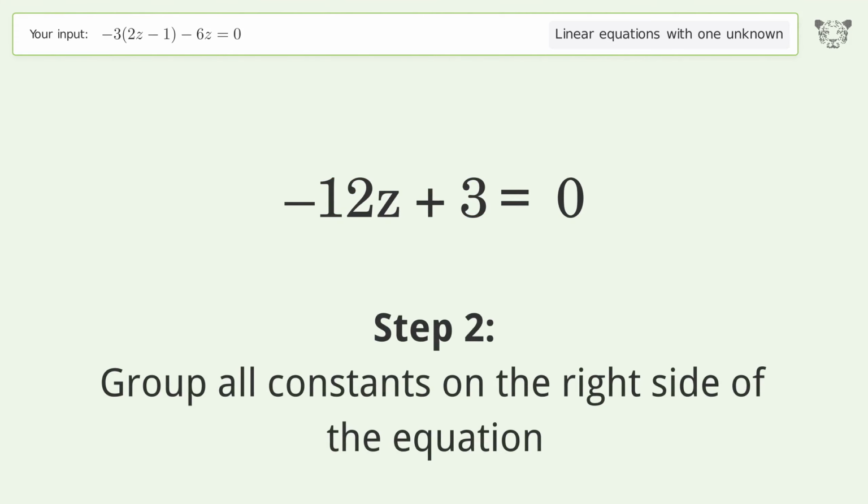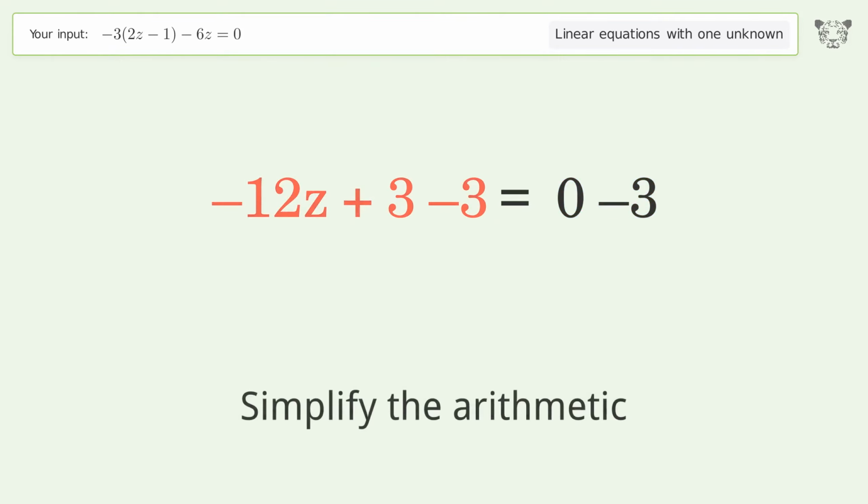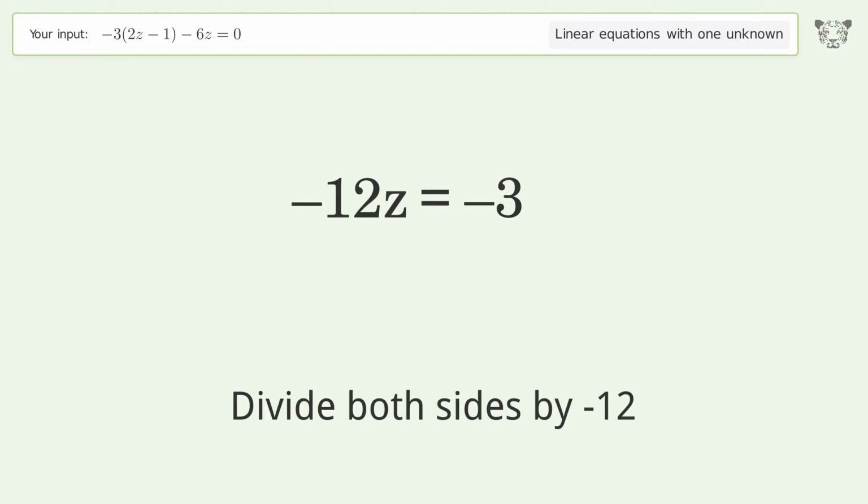Group all constants on the right side of the equation. Subtract 3 from both sides. Simplify the arithmetic. Isolate the z. Divide both sides by -12.